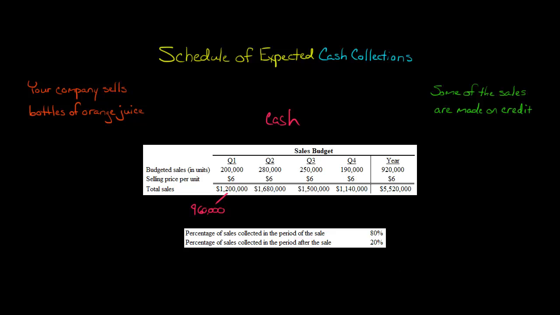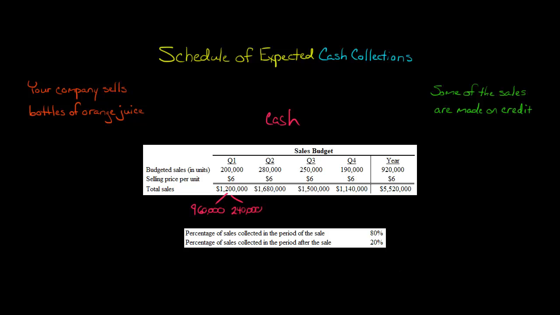And then I'm going to assume also that in the period following the sale, in this case quarter 2, because that'd be the next quarter, you're going to collect 20% of that. You could do this on a monthly basis too; I just broke it out into quarters. So 20% of 1.2 million would be 240,000.